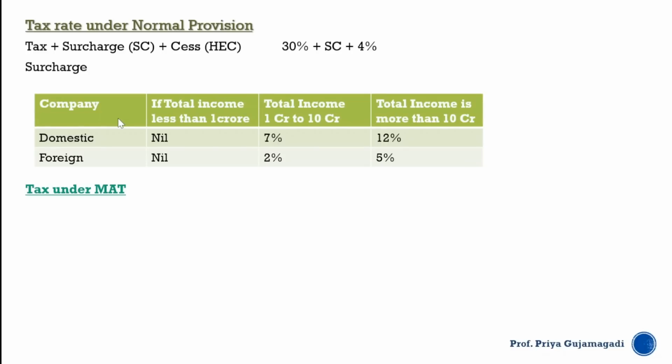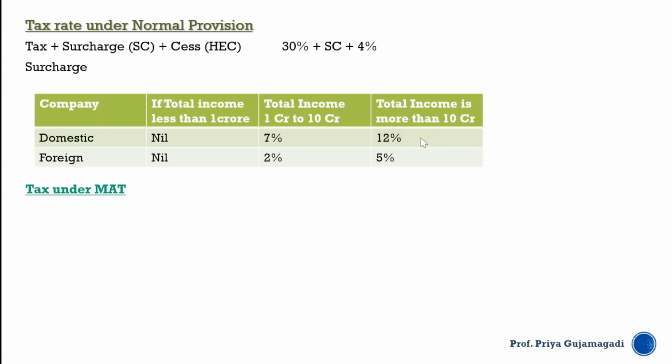If it is a domestic company, if total income is less than 1 crore, then nil. If the total income is 1 crore to 10 crore, then 7%. If the total income is more than 10 crore, 12%. For a foreign company, it is nil, 2% and 5%. In the majority of the problems, they will give you a domestic company, so you have to remember this. Less than 1 crore, nil. 1 crore to 10 crore, 7%. And more than 10 crore, 12%.